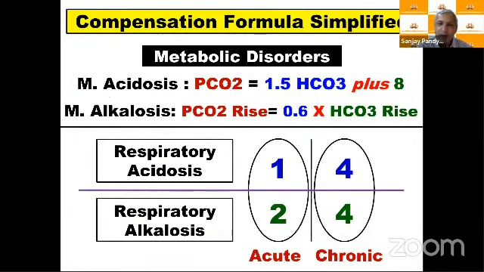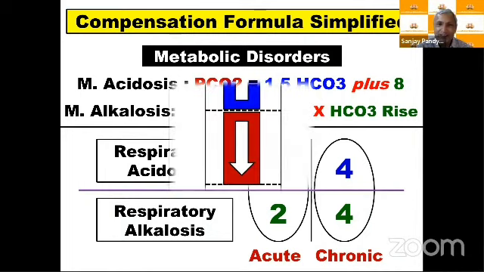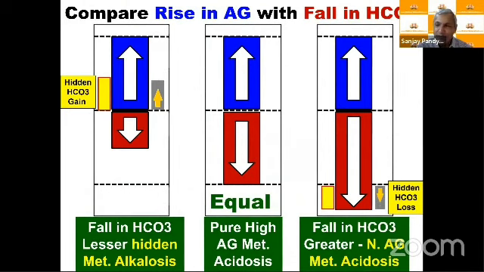This slide will remind you everything for compensation. In metabolic acidosis, 1.5 times bicarbonate plus 8. In metabolic alkalosis, rise in PCO2 is equal to 0.6 times bicarbonate rise. Respiratory acidosis, remember 1.4. In respiratory alkalosis, remember 2.4. And last but not least is the MOSSAD skill, only in patients with high anion gap metabolic acidosis, where if both are matching, it is a pure disorder. If fall in bicarbonate is lesser, hidden metabolic alkalosis. If fall in bicarbonate is greater, additional hidden normal anion gap metabolic acidosis.